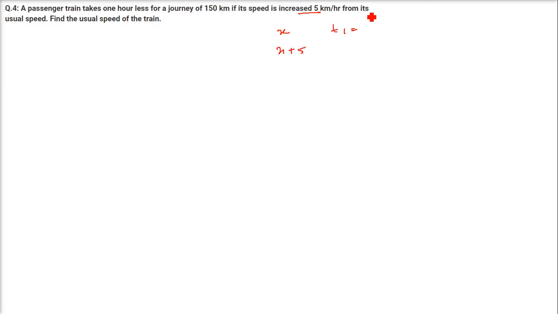So what is the time in the first case? Distance will remain the same. So time is distance by speed, so 200 by x. The time in the second case, when the speed is increased by 5 km an hour, will be 200 by x plus 5. So the difference of the time is given as 1 hour. So 200 by x minus 200 by x plus 5 is given as 150.